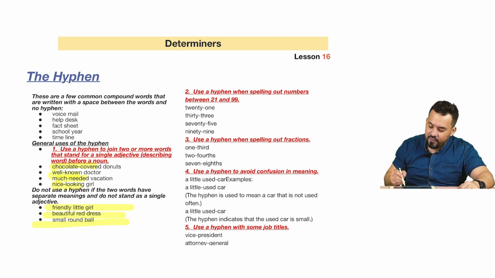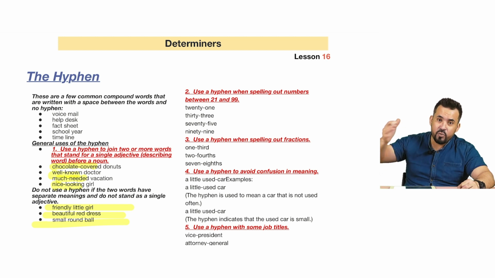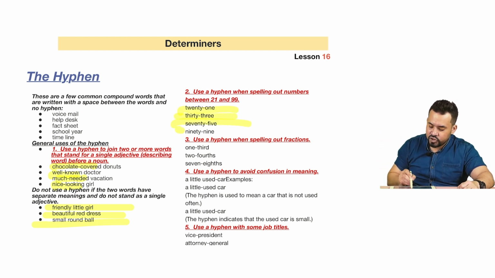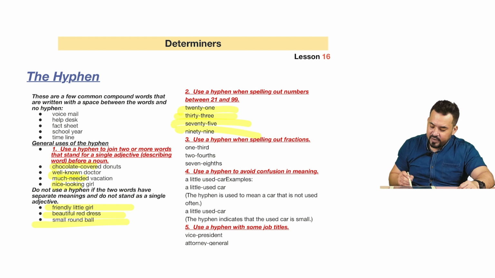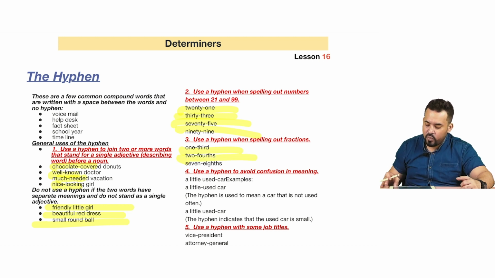We also use a hyphen when we spell out a number. We covered this in our number lessons. Numbers between 21 and 99, we always use a hyphen when we write them, like so. Rule number 3, when we spell out fractions, we also covered this in our number lessons, one-third, two-fourths, and so on. Rule number 4, we use a hyphen to avoid confusion in meaning.